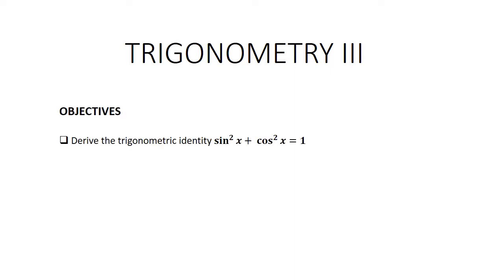Hello and welcome to my first lesson on Trigonometry 3. In this lesson, I want to meet the following objectives. First of all, I want to be able to derive the trigonometric identities. The one that's written there, sine squared plus cos squared equals 1.